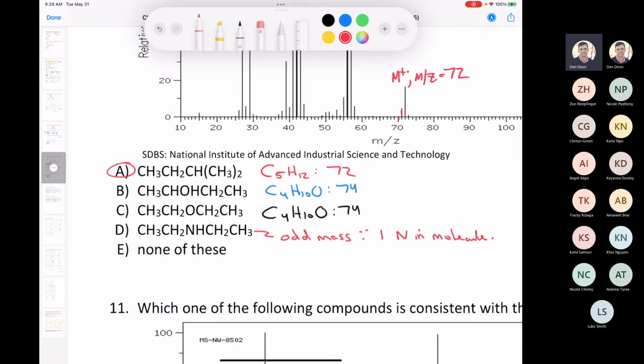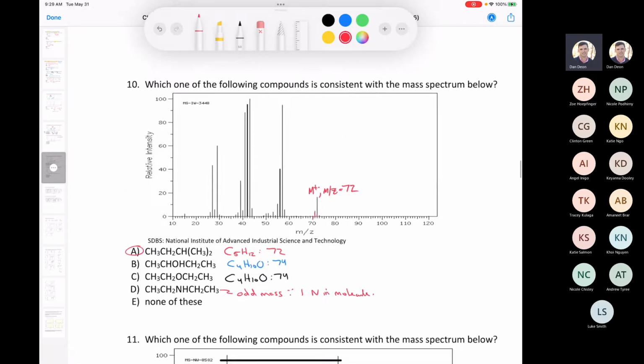That would be impossible. If you take a look at A, if you just draw the compound out, this would be 2-methylbutane, which looks something like 1, 2, 3, 4, 2-methylbutane. What are some things that we could lose here? We could lose this methyl to make a secondary carbocation. So let's say we did M minus 15. If you take 72 and you subtract 15, you end up with 57. And lo and behold, we have something with a mass over charge equal to 57. And that's the rationale that you want to take there.